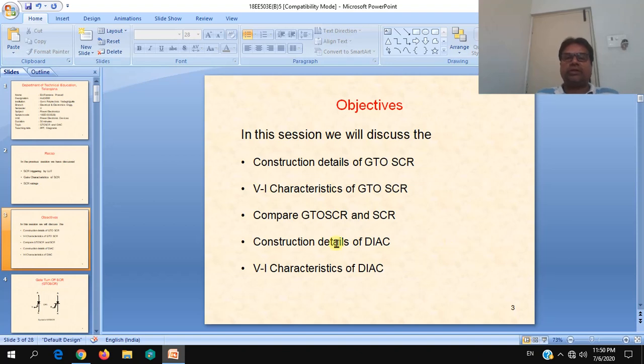Objectives of the session are the main construction details, VI characteristics of GTO, SCR and DIAC, and mainly the comparison between GTO SCR and SCR, as these two are the actual devices which paved the pavement for the development of power electronics evolution.